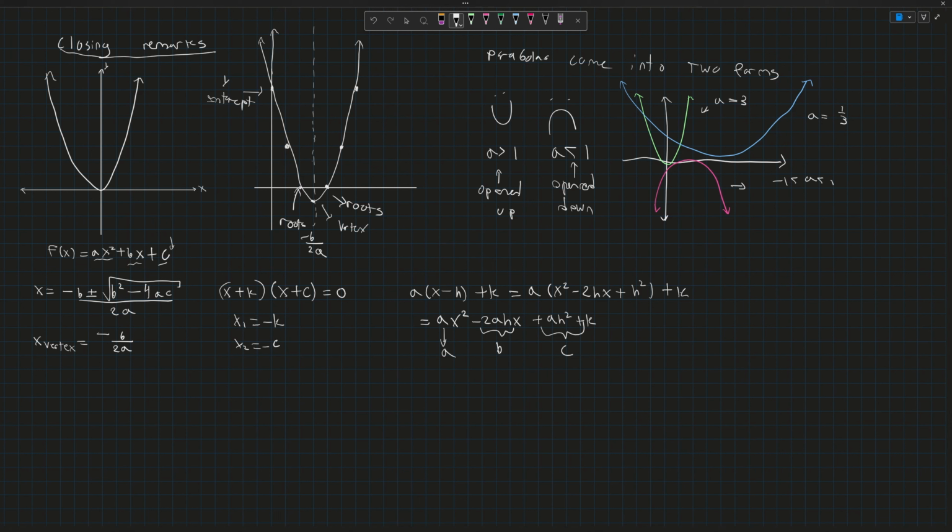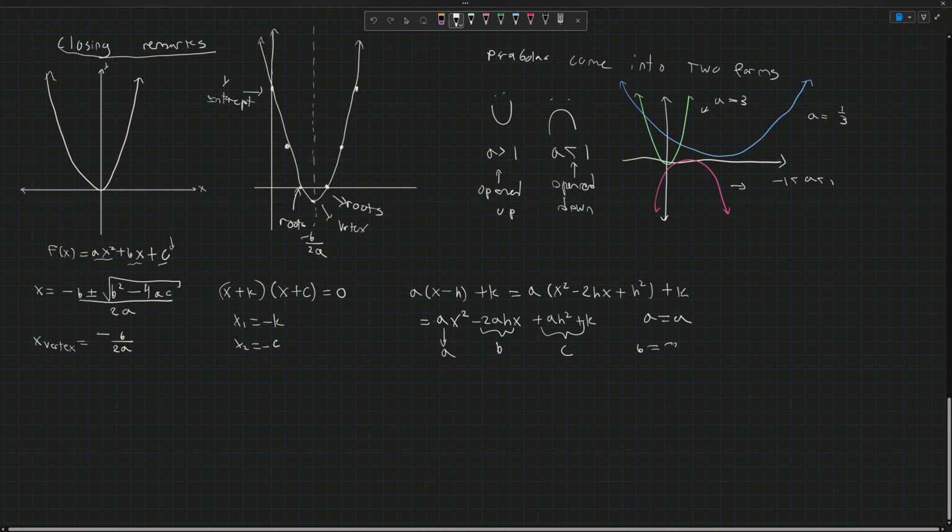And of course, you could also rewrite it in terms of the standard form by just expanding it out, and b is just equal to negative 2ha, so you don't even need to expand it out. You could also just say that a is equal to a, b is equal to negative 2ha. You could also say that c is just ah squared plus k, or actually let me write it neater. And of course, you could also do this. That's perfectly fine too.